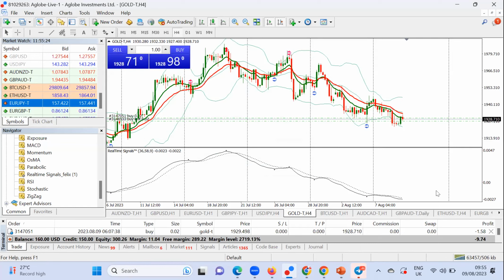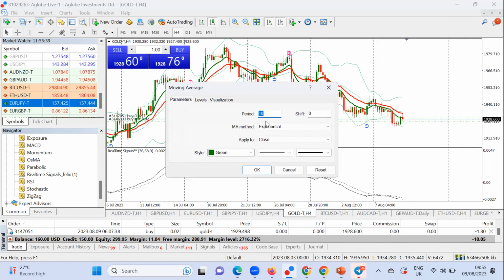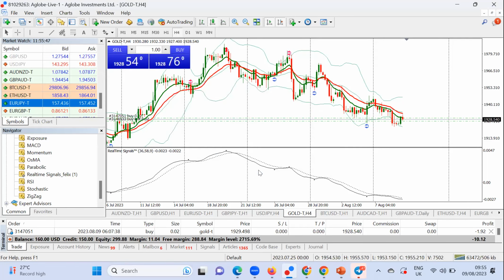Now, okay, let's go. Let me explain something very good. I've told you to add moving average. You are going to add 2 moving averages and make them exponential, right? So when you go to moving average, look at it. You go to MA method, put it not simple, but exponential. So that's what you need to check.